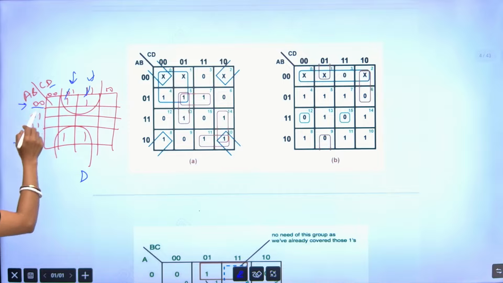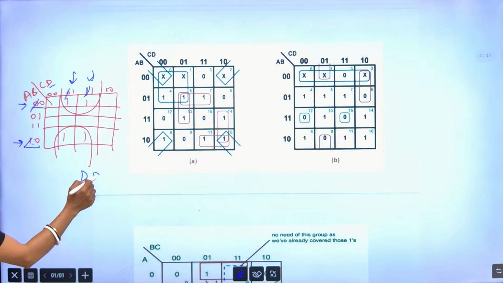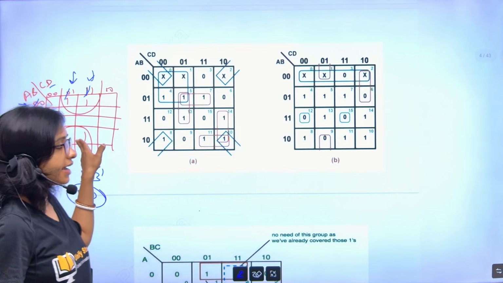After that, this row and this row, means this 0 and 1 cancel. So 0 0 left, which means B bar. So the ultimate answer you are getting is B bar D. Got it? I am writing and I am cancelling.